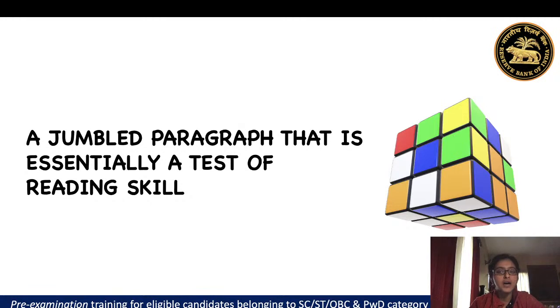You have a puzzle in front of you, you have a jigsaw in front of you, and the pieces are all jumbled together. Your idea, your challenge, your task would be to put those pieces together so that it forms a pattern. You get a story, you get a sequence, right? Okay, that's the whole idea of a jumbled paragraph.